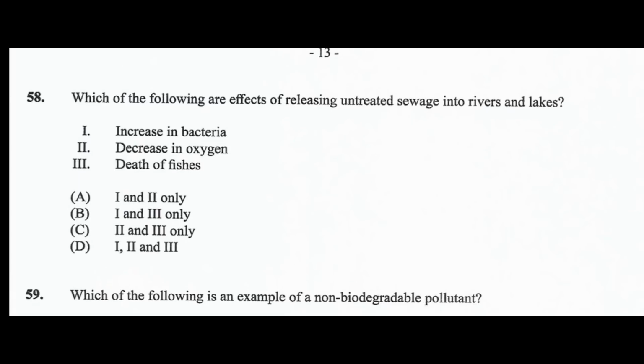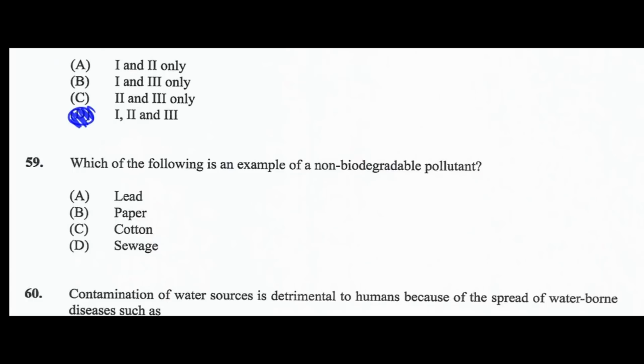58. Which of the following are effects of releasing untreated sewage into rivers and lakes? Increase in bacteria, yes. Decrease in oxygen, of course, and death of fishes, and yeah. So all three. 59. Which of the following is an example of a non-biodegradable pollutant? Non-biodegradable meaning it can't be broken down biologically. So lead, paper, cotton, sewage. Sewage definitely can, it has all the decomposers available to it. Paper definitely can, and cotton can as well. So the answer for this is lead.